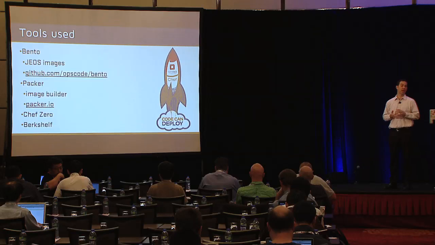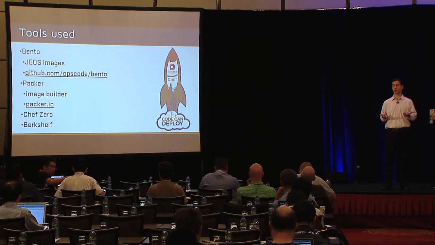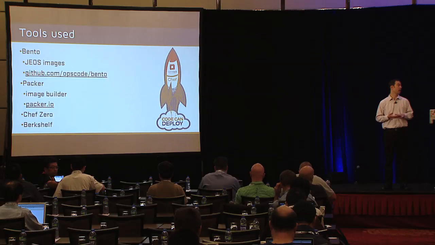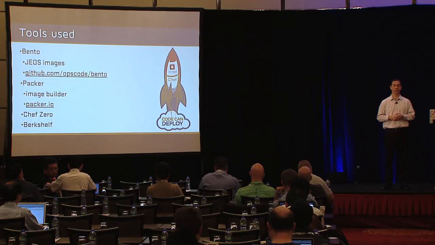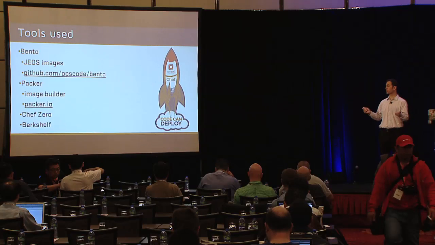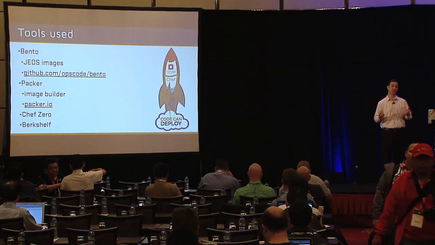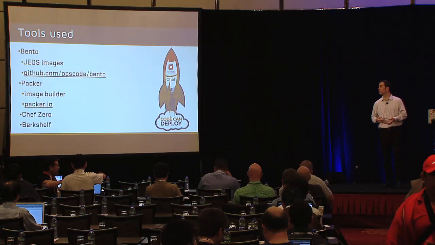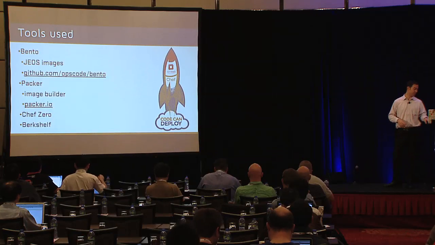And then Berkshelf is a tool in the Chef community that you use for tracking versions of cookbooks. It understands Git. It understands GitHub, URLs, local path, the Chef community site. And so it allows you to pin the exact versions of the cookbooks you're using so you can always have reproducible builds. And that's one of the really nice things about Berkshelf.